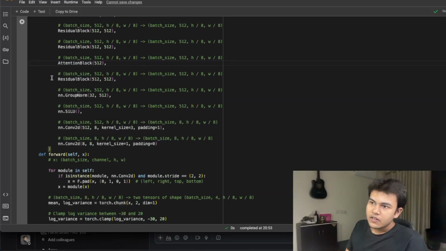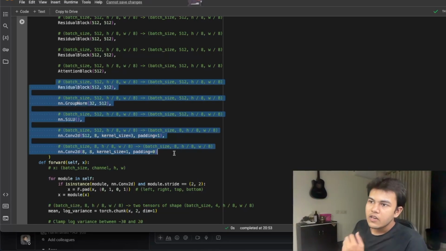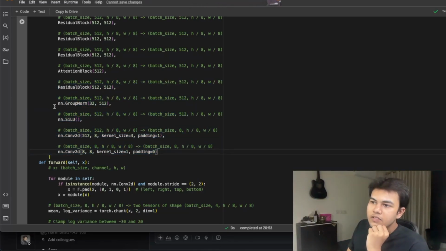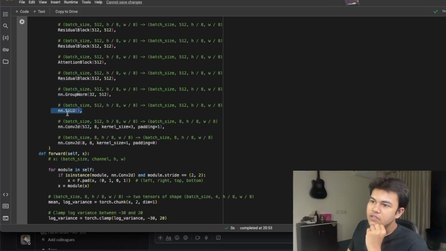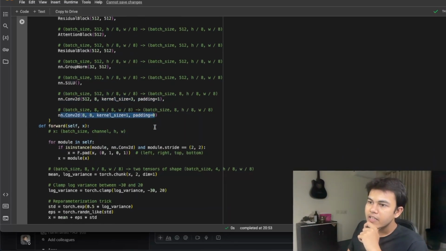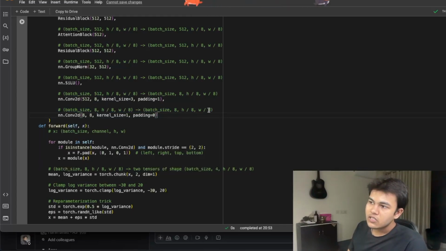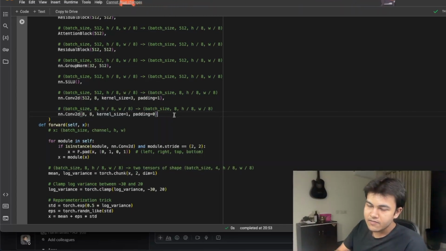And then in the end we use a residual block, group normalization, the SiLU activation function, and Conv2d layers. So the final shape will be batch size, 8 channels, h divided by 8, w divided by 8. So we have reduced the size of the image very much, and then we can use it to generate the latents and then decode it back.